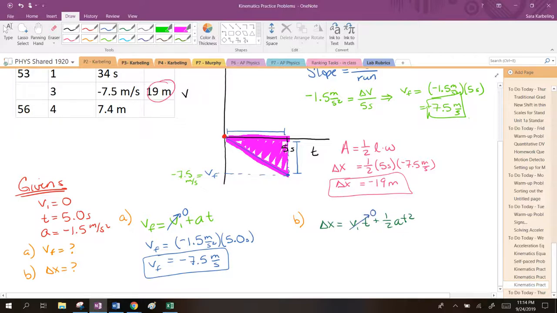We're going to get rid of that because the initial velocity is 0, and anything times 0 is, say it with me, 0. Yeah, so there you go. Now we're just going to plug stuff in. So we've got 1/2 times negative 1.5 meters per second squared times the time squared. That's 5 seconds squared. And that will give us our displacement, I believe. And yeah, it gives us negative 19, just like it did before.